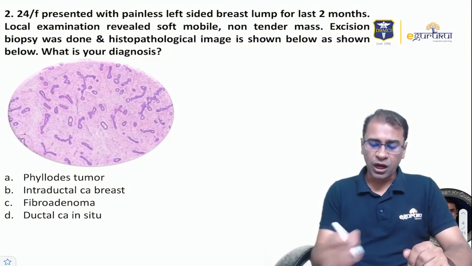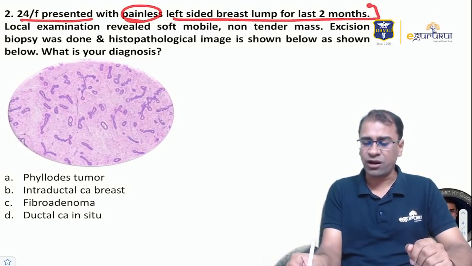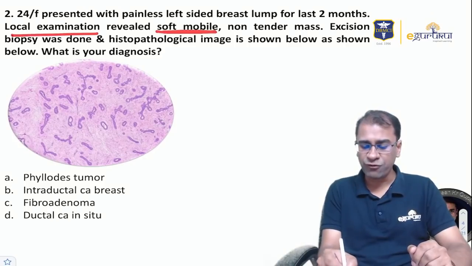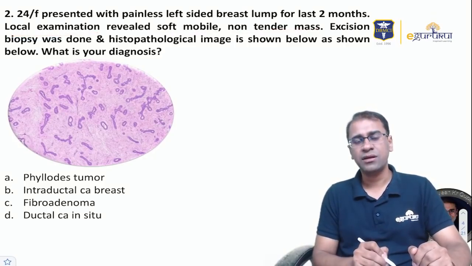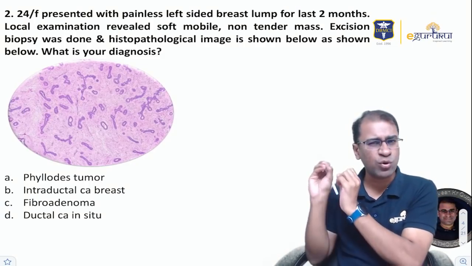Question 2. A 24-year-old lady has a painless left side breast lump for the last 2 months. Local examination revealed a soft, mobile, non-tender mass. Well, a soft, mobile, non-tender mass in a breast. You don't need to look at the image also.